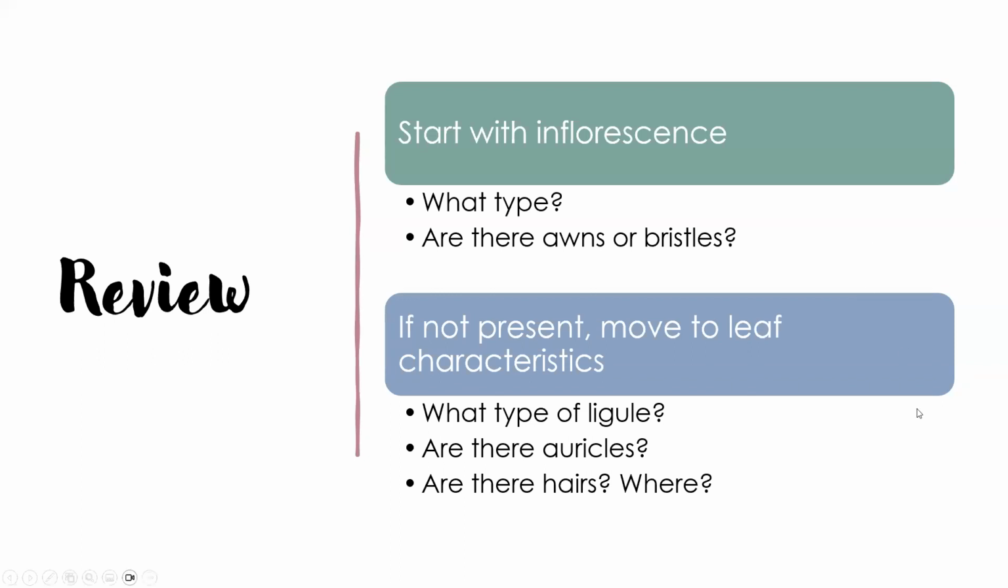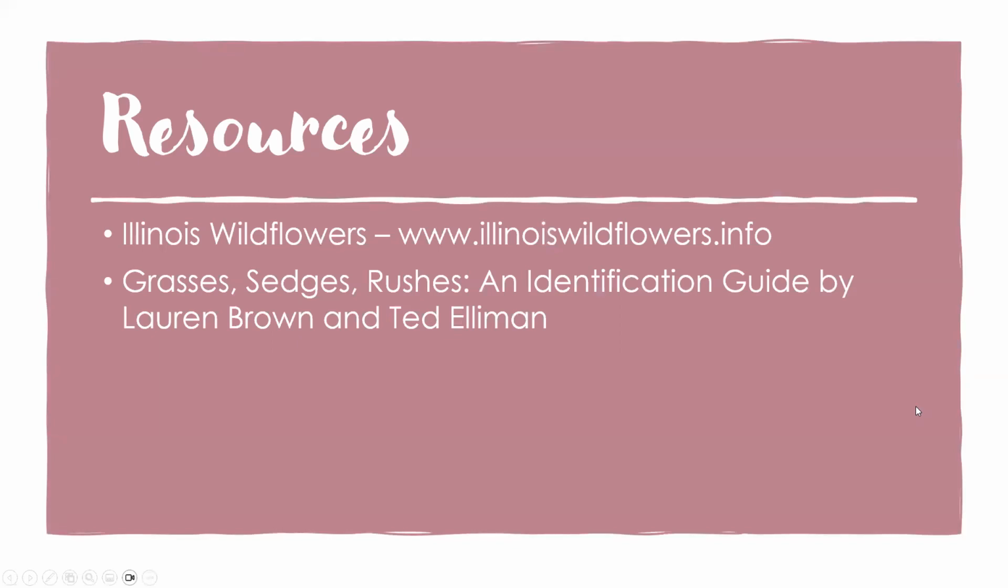Now, how are you going to do that? What resources do I recommend? There are a couple places that are my go-tos for plant identification in general, and definitely for grass identification. I use the Illinois Wildflowers website all of the time. There is also an app version that I have not used, but others have told me that they have used it. I just use the online version. And the grass ID book that I use is called Grasses, Sedges, and Rushes: An Identification Guide by Lauren Brown and Ted Elliman. And this was just recently updated.